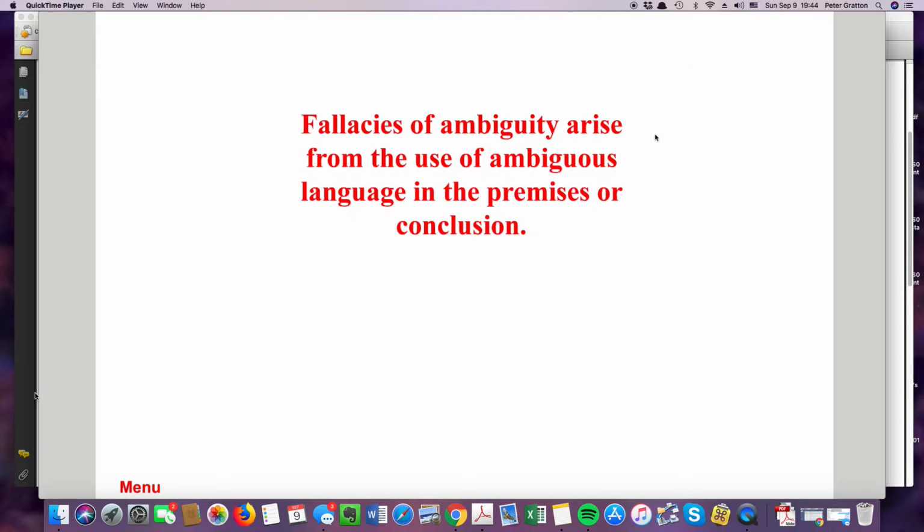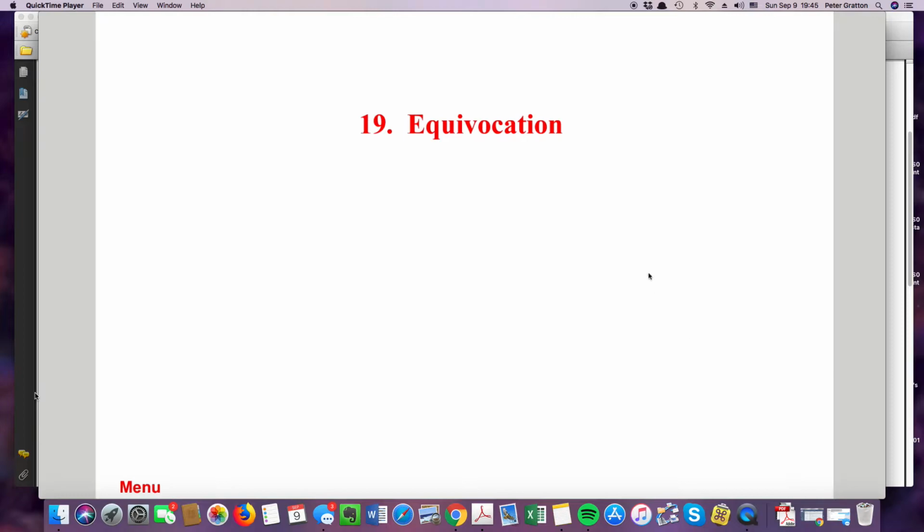Fallacies of ambiguity arise from the use of ambiguous language in the premises or the conclusion. And ambiguous, just to let you know, just means words often have multiple meanings, and an argument trades on that. Okay, that's what ambiguous means. So, equivocation. Number 19.